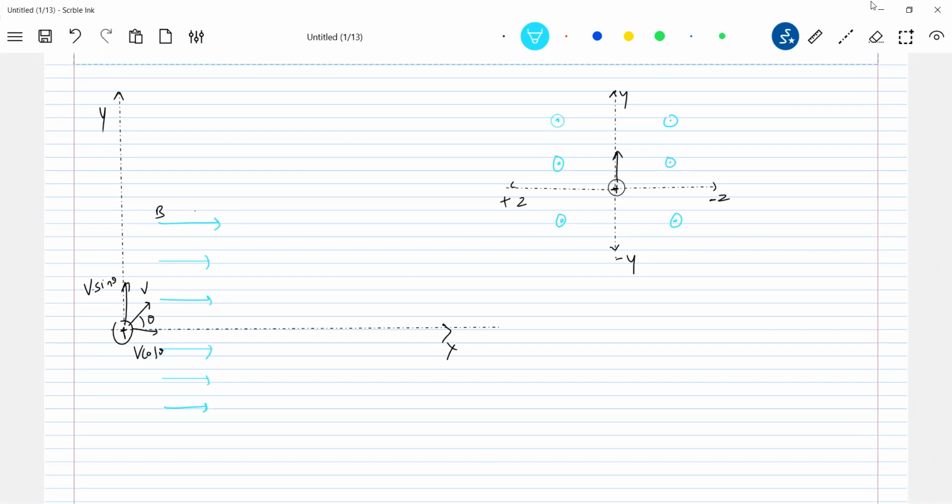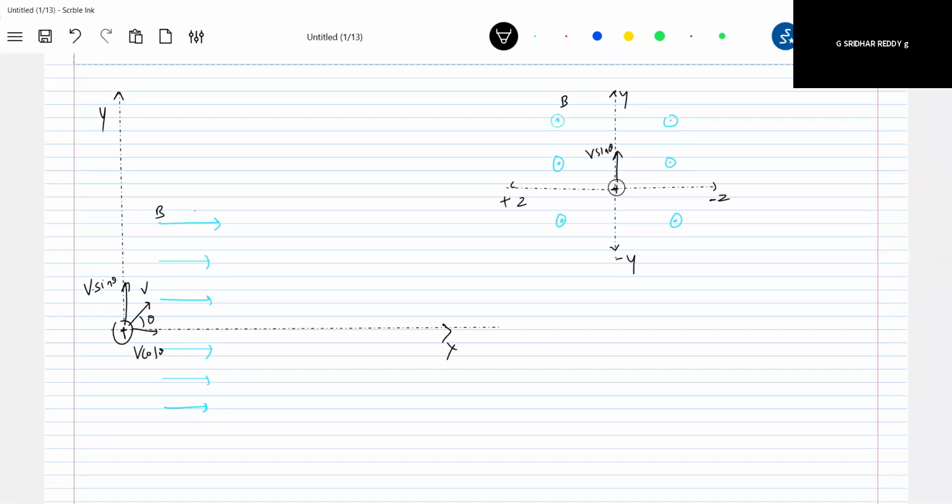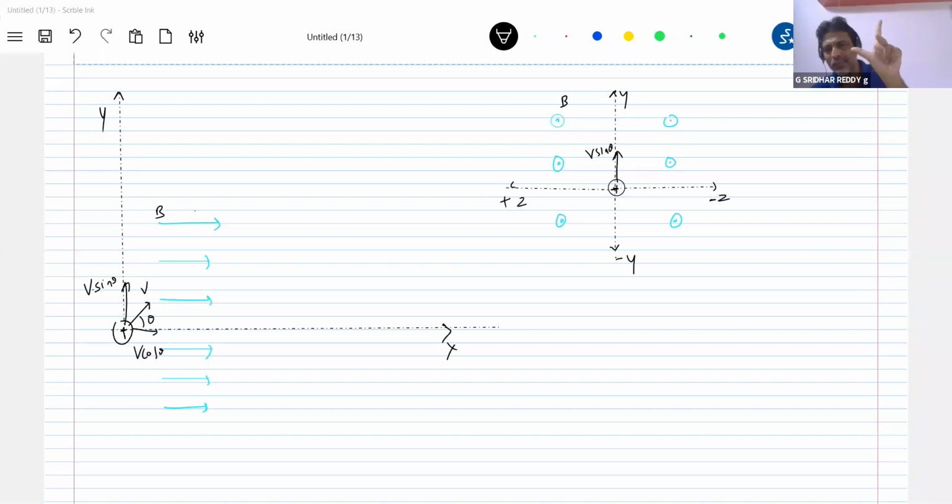And now come to Fleming's left hand rule. So how is the velocity v sin theta? V sin theta is like this and B is like this. So always take care of it. For the middle finger, velocity, for the pointing finger, the B bar, and the thumb will be the force. I think I'll show the video. Please do practice. This is very important.